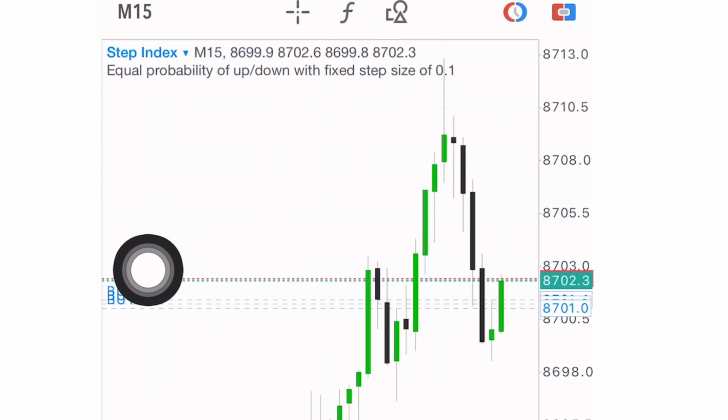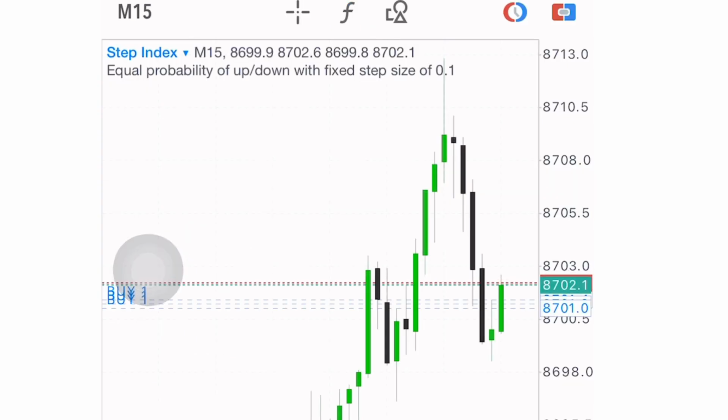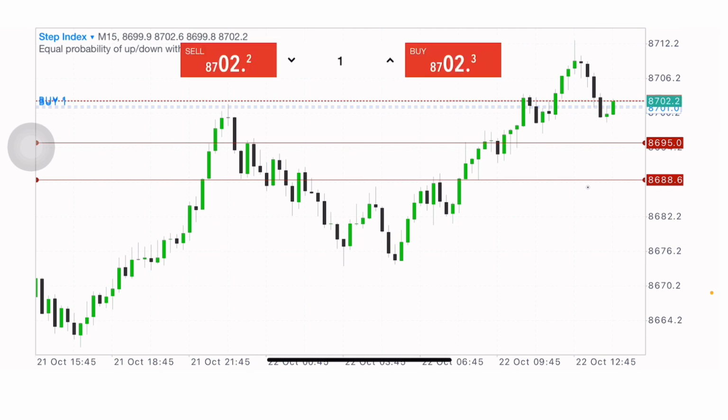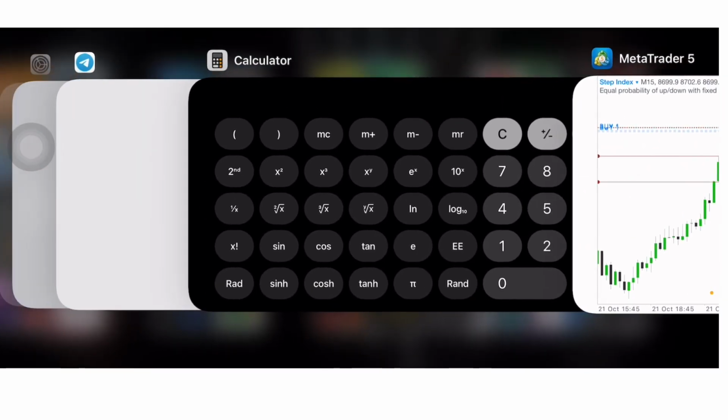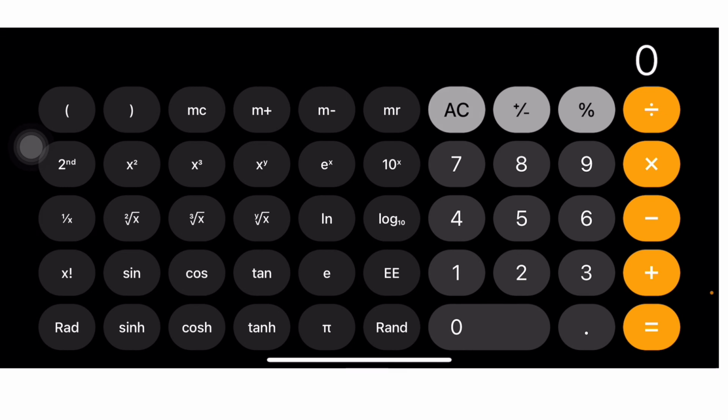So this is the only one that differs from the regular calculation. Once you do your calculation in step index, just understand that your point difference is up by a factor of 10. So once you have a point difference of, let's say, 9, you can use this to calculate. Let's say you want to risk $50 for a 9 point difference in step index. So $50 divided by 9.